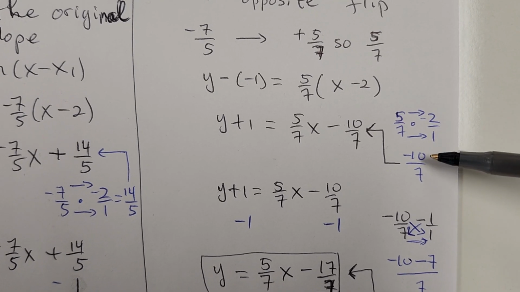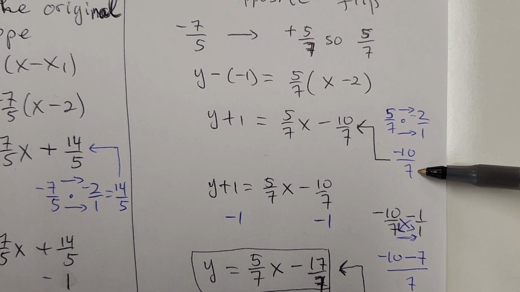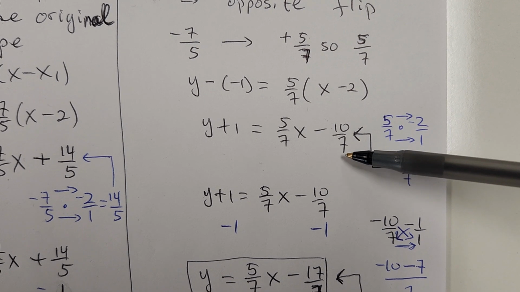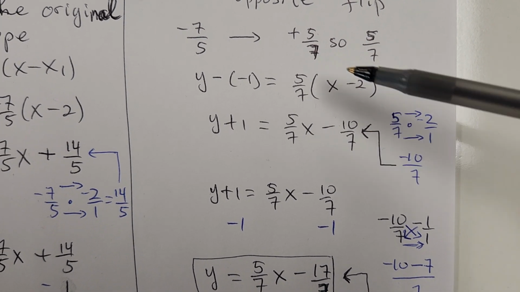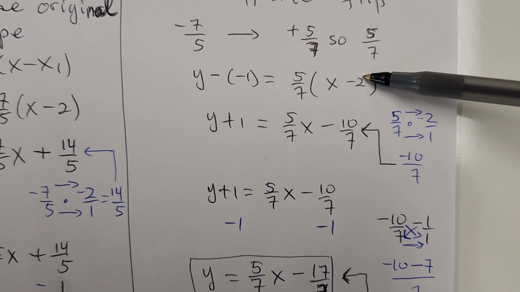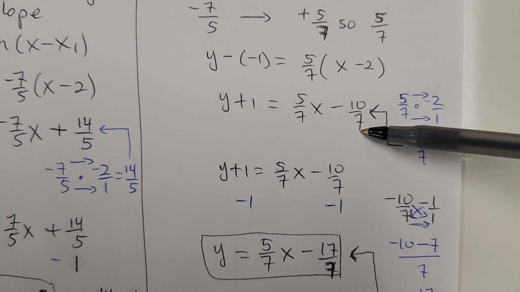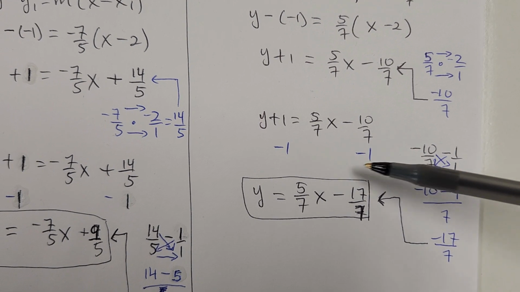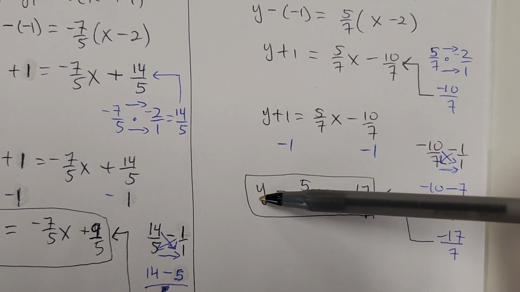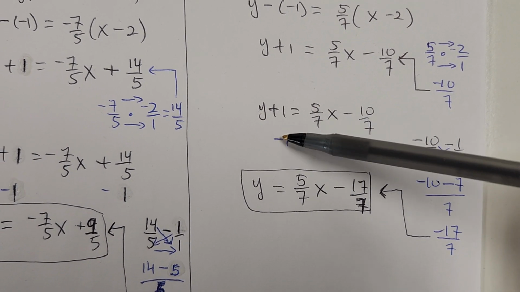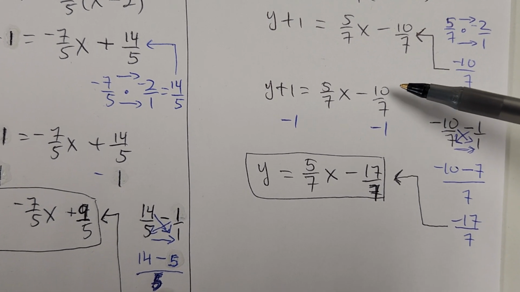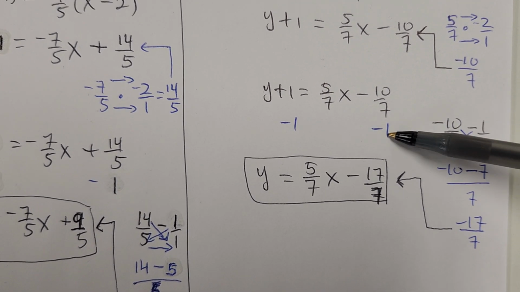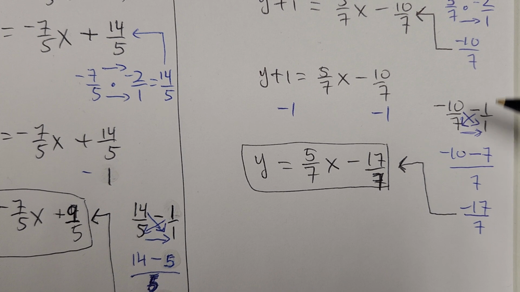5 times negative 2 is negative 10. 7 times 1 is 7. So it becomes negative 10/7. So 5/7 times negative 2 is negative 10/7. Okay. Next, you want to bring the 1 over. So subtract 1 over. So y equals 5/7x, subtract 1 over. So negative 10/7, subtract 1, which I have to work over here.